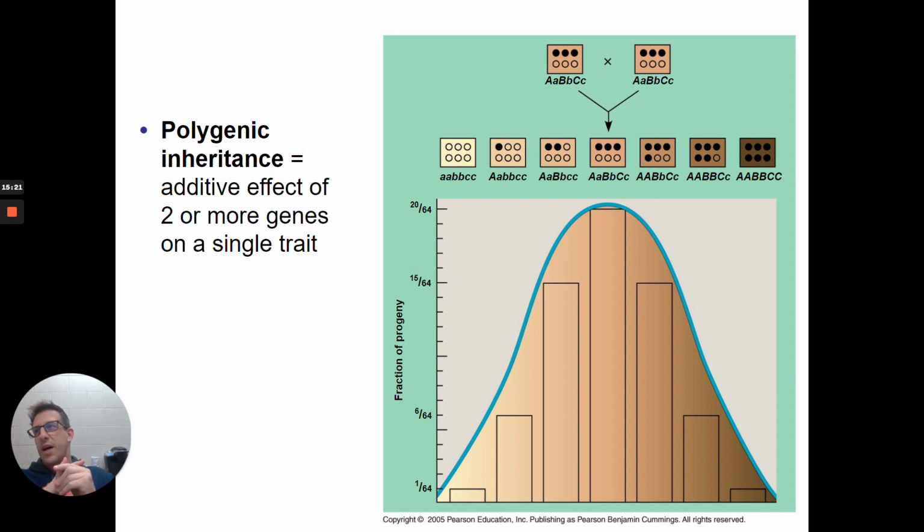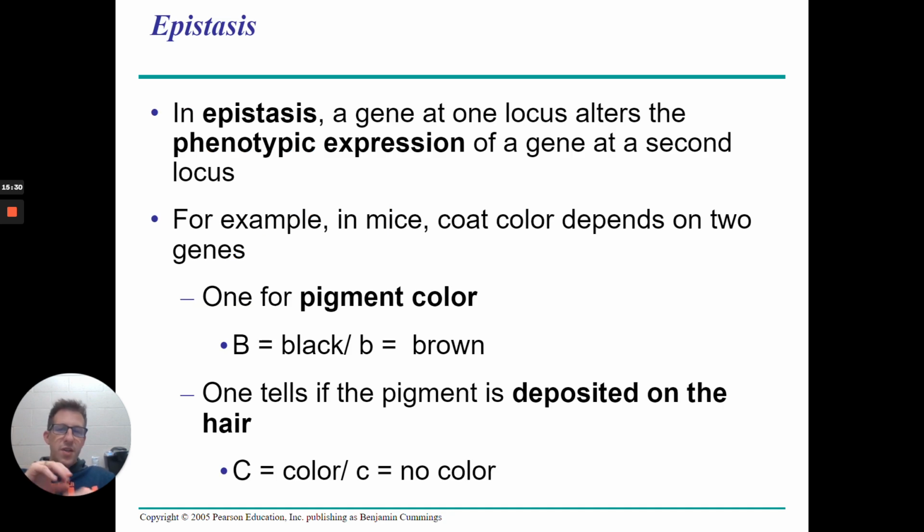And so all sorts of things happen along these types of bell curves. I believe height in human beings can be similar to this as well. So those are some things to keep in mind, some exceptions to Mendel's rules. Okay. There's another phenomenon known as epistasis.